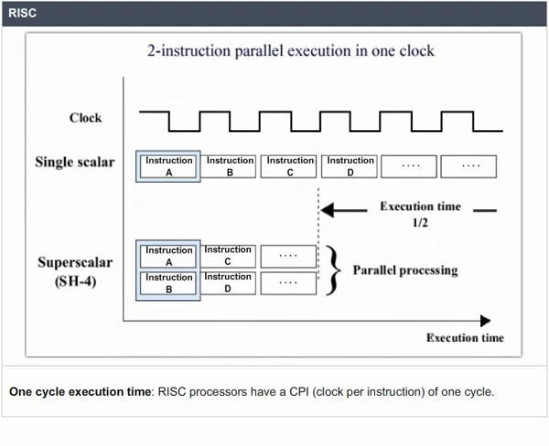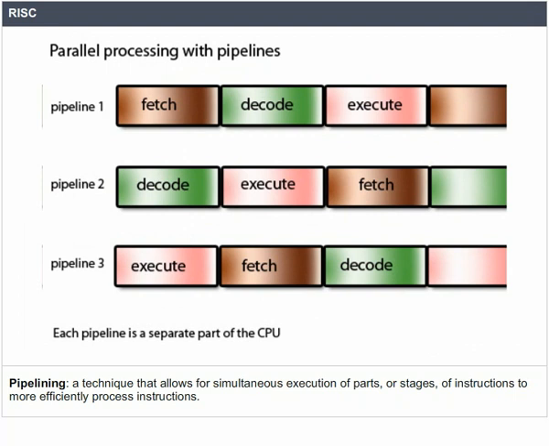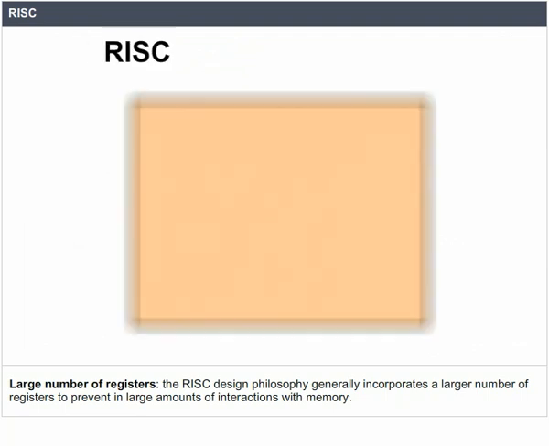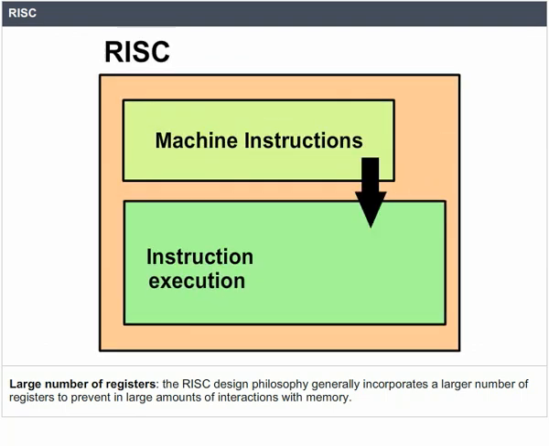One cycle execution time. RISC processors have a CPI, clock per instruction, of 1 cycle. This is due to the optimization of each instruction on the CPU and a technique called pipelining. Pipelining is a technique that allows for simultaneous execution of parts or stages of instructions to more efficiently process instructions. Large number of registers: the RISC design philosophy generally incorporates a large number of registers to prevent large amounts of interactions with memory.